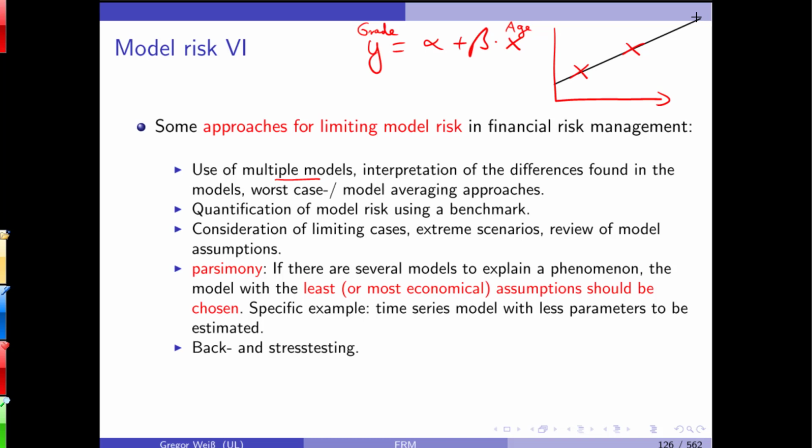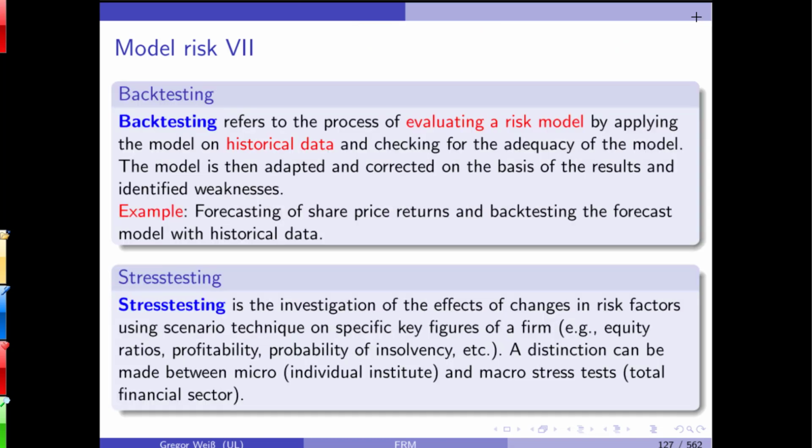That's backtesting. Checking the accuracy of your model by using new data and by constantly renewing and reassessing your parameter estimations and model assumptions. It refers to the process of evaluating a risk model by applying the model on historical data and checking for the adequacy of the model. It's adapted and corrected. Very simple example, you can forecast the share price with a model, and then you just wait maybe a month or a year, and then you check it again. How would the model have fared if I were to use it now on historical data? If the model is good, leave it. If not, change it.